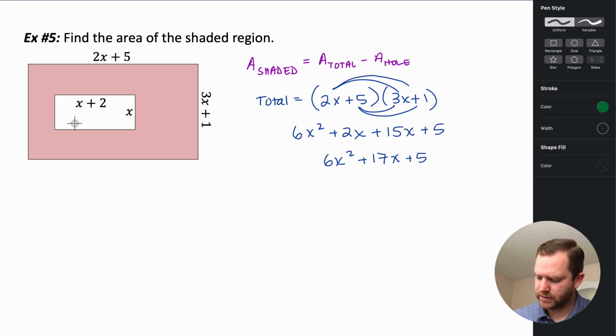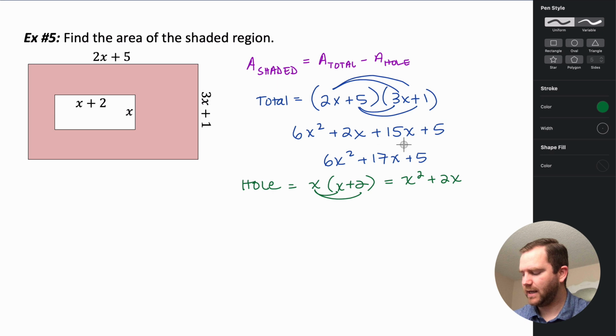Now, what if we wanted just the area of this inside part? Because we know we need to subtract this hole from that total area. So the area of the hole is length times width. So again, it's x times x plus 2. We can just do the distributive property on this one. So x times x is x squared. x times 2 is a positive 2x. And we need to take this expression and subtract x squared plus 2x from it.